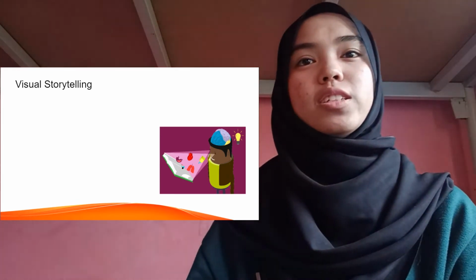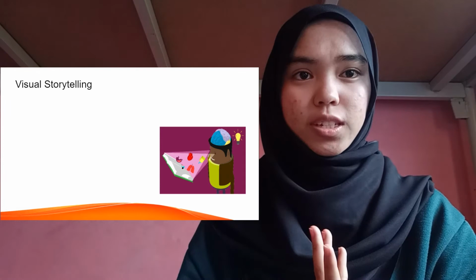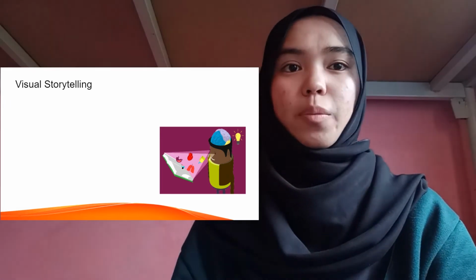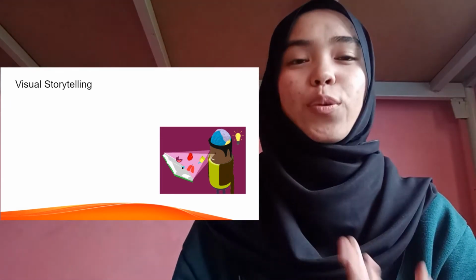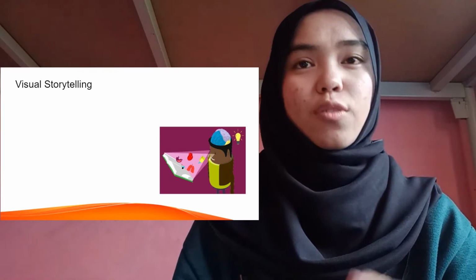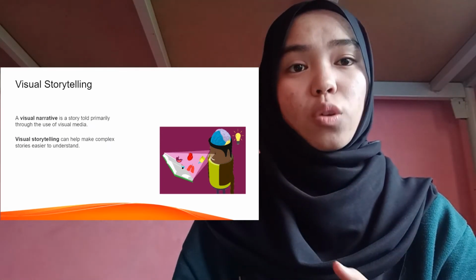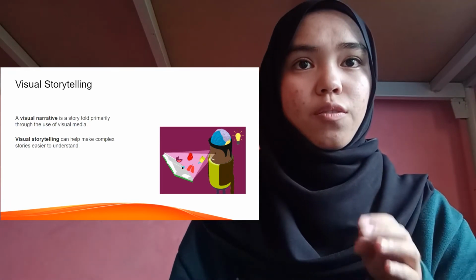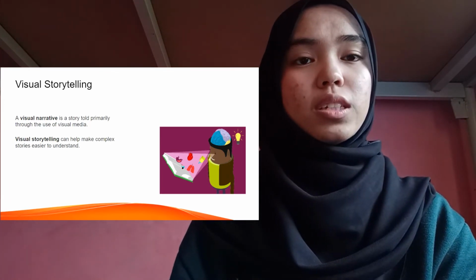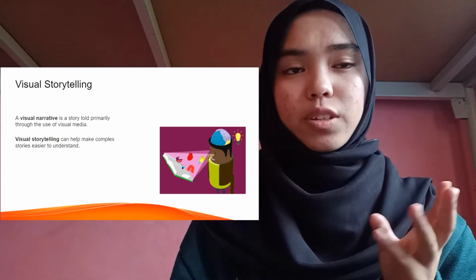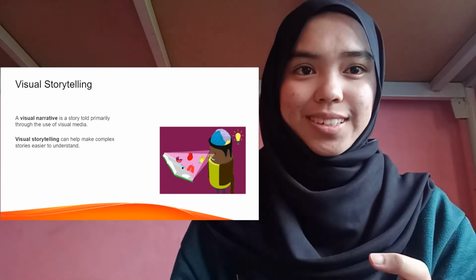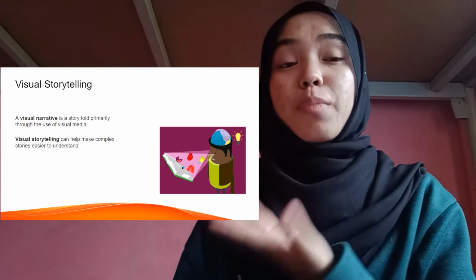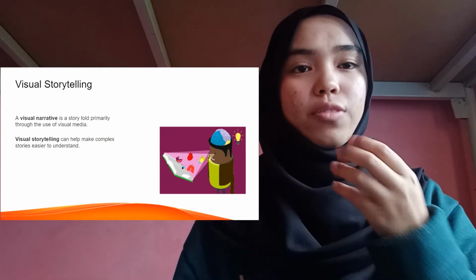So now I'm going to continue with the second example of visual communication, which in this case we're going to talk about visual storytelling. So what exactly is visual storytelling? Visual storytelling is where a story is being told primarily through the use of visual media. Visual media is actually the source of information in the form of visual representation, which in this case we can take a PowerPoint as an example of visual media.